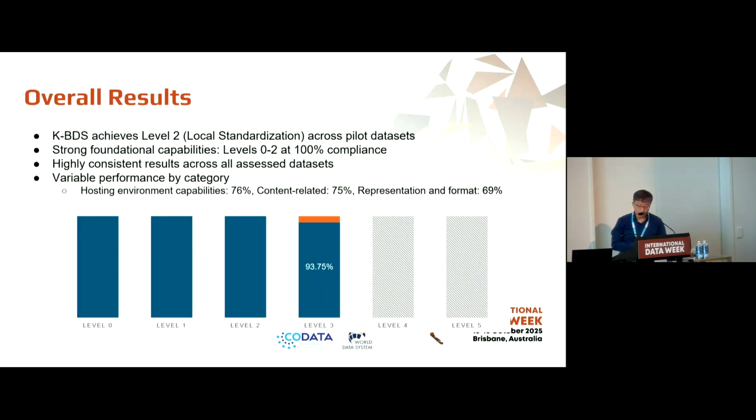The total FAIR compliance score for KBDS was 2.94. That means KBDS meets all of the requirements at levels 0, 1, and 2. At level 3, there was only one indicator that it did not meet. We got some partial results for levels 4 and 5. And in general, I believe this is a really positive result. Also, we are very impressed by how consistent the results were across all the data sets.